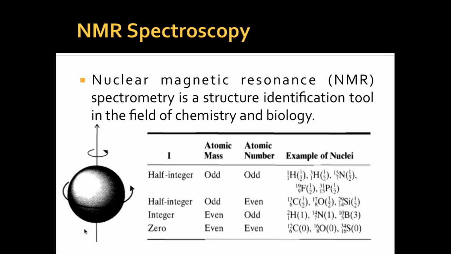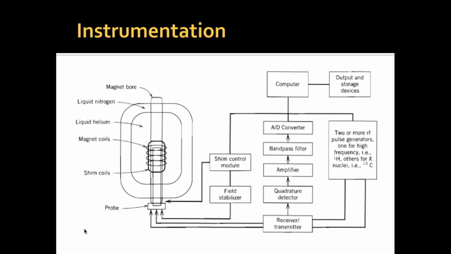Basically, from this slide, what we can understand is that not all atoms have NMR signals. Only the atoms where the nucleus has a half spin, is unpaired, can undergo NMR, right? So before we move forward towards the advanced techniques for NMR, I would like to draw your attention to the instrumentation.